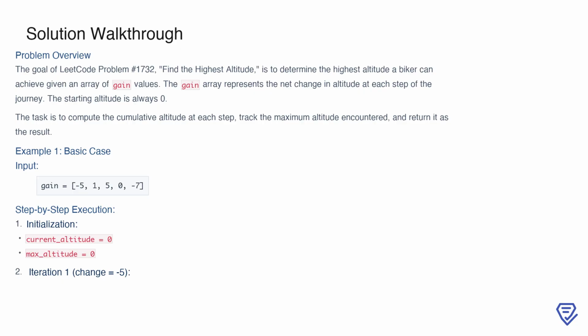For example, given the input gain equals -5, 1, 5, 0, -7, we start by initializing two variables, current_altitude to represent the cumulative altitude, and max_altitude to track the highest altitude observed so far. Both are initially set to 0. Then, as we process each value in the gain array step by step, we update these variables accordingly. Let's walk through the calculations for this example.